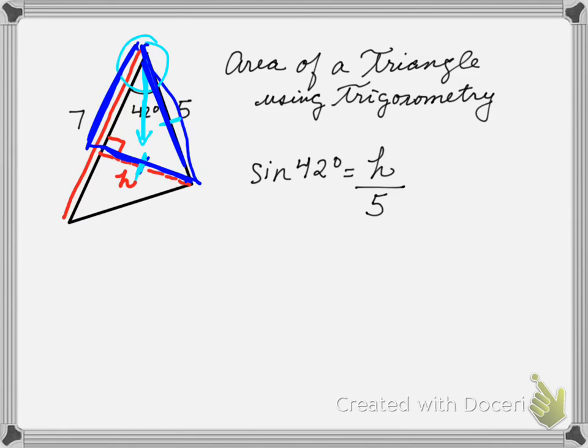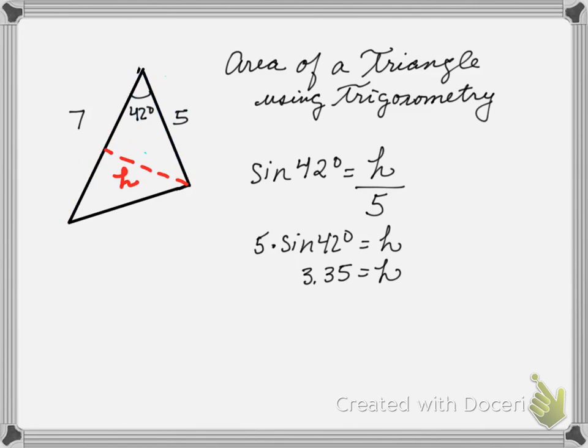Solving this, I get that 5 times sine 42 degrees is equal to h, and that's just a calculator key in, which is 3.35. So 3.35 is equal to h. Okay, let's clean up my triangle over here a little bit now. Okay, so back to the triangle over here.